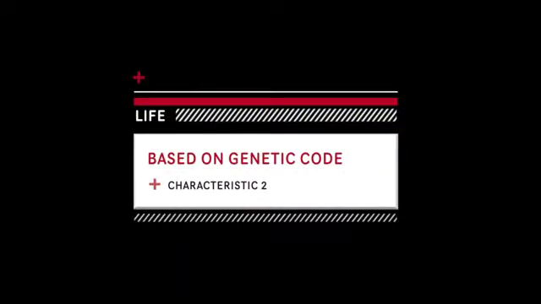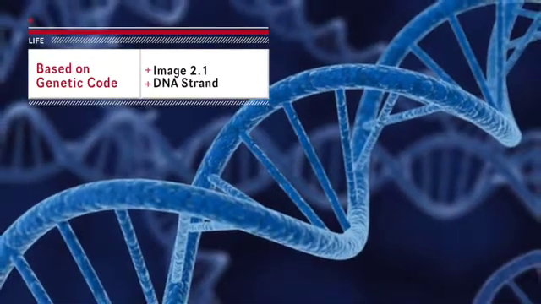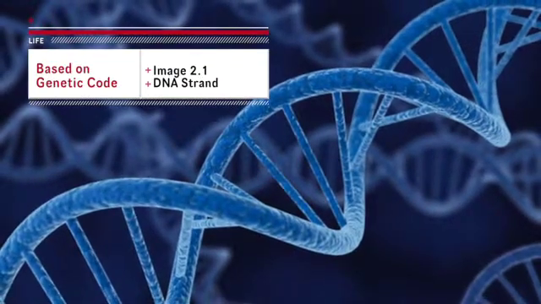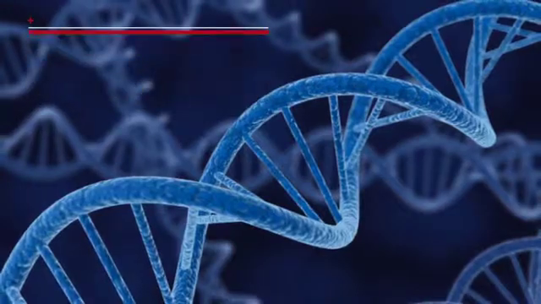Living things are based on genetic code. This image of a DNA strand represents organisms based on genetic code. DNA and RNA make up the genetic code of every living organism.